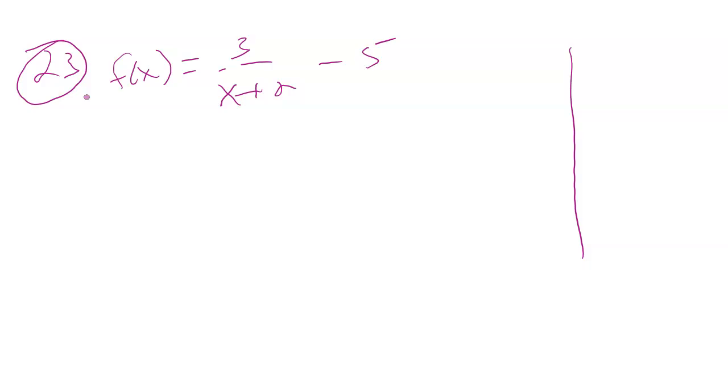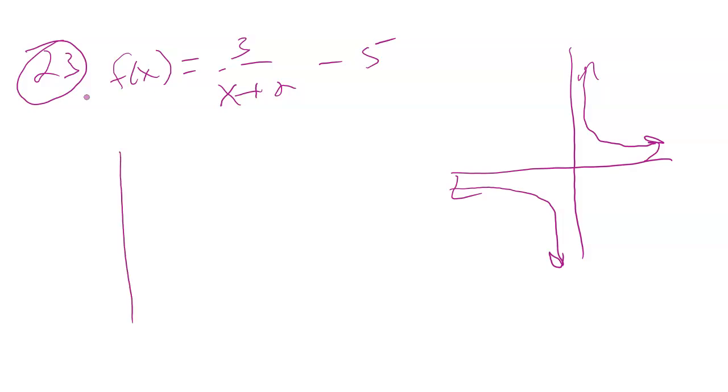23. f of x is equal to 3 over x plus 2, minus 5. Same thing, except this is going to shift. This is my parent function. We're going to take our parent function and shift it left 2 and down 5. And vertically stretch it, which I'm just going to say it was vertically stretched, even though it may not look like it.